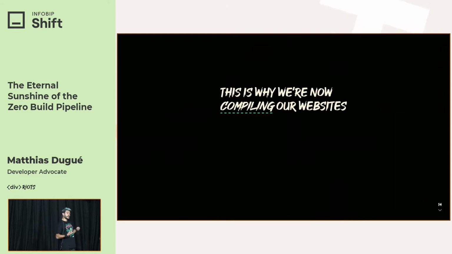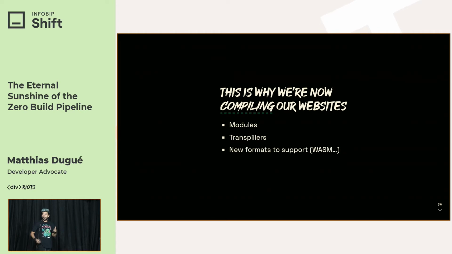So this is why we're compiling websites right now. We have modules to support. We have transpilers to convert to JavaScript. You have new formats that you need to support, like WebAssembly. But performance still matters. And we can't just throw a huge amount of data at our end user's browser. We need something that is still optimized and shrunk to be served to our end users, because this performance is really important, and we don't have control over it because we are running on a non-standard, non-straightforward platform. That is a web browser.